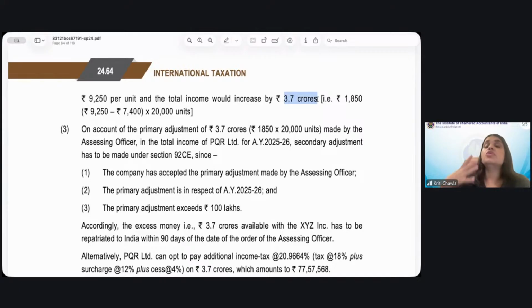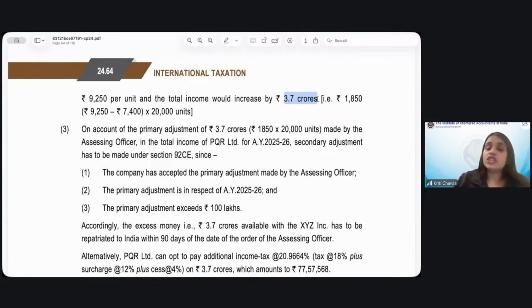It's important for you to mention all these points in the exam. First, mention that there is a primary adjustment which is accepted. Second, mention that the primary adjustment is more than 1 crore. And third, mention that the primary adjustment is for assessment year 25-26. And this is the reason secondary adjustment will be applicable.